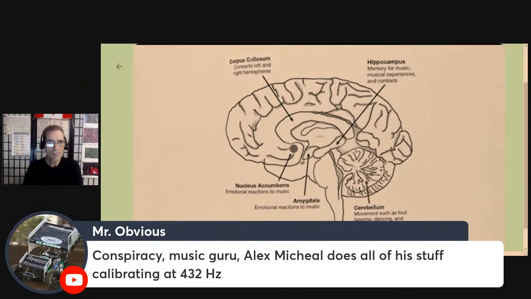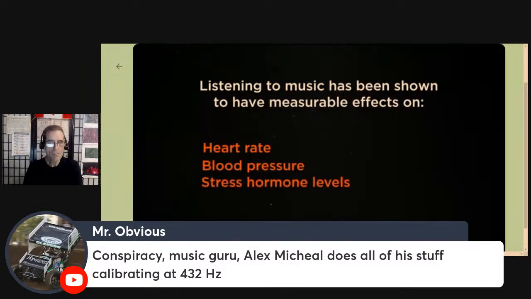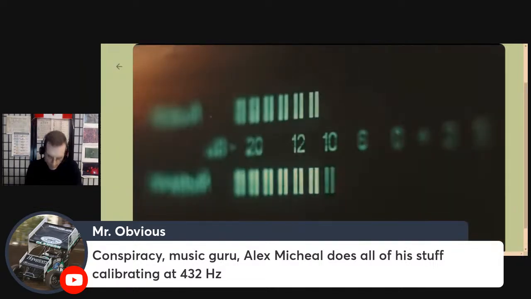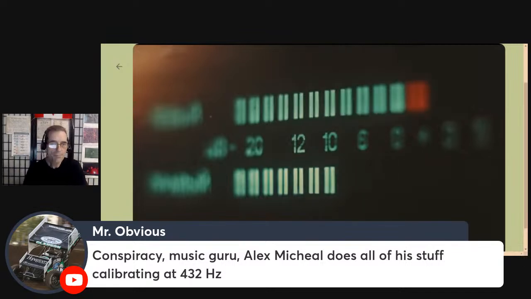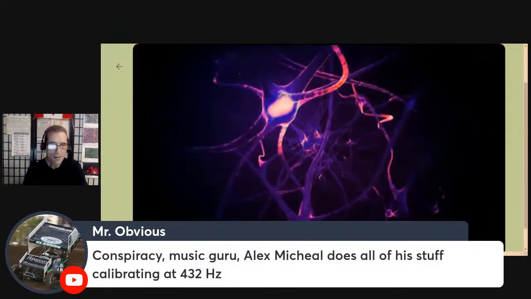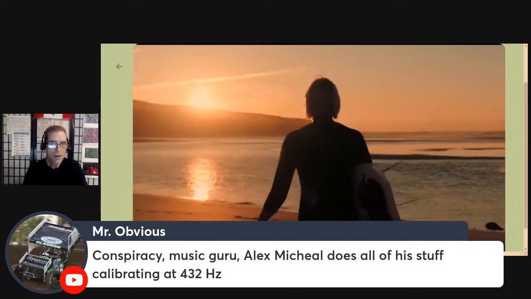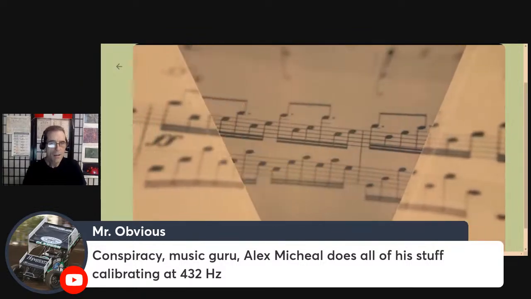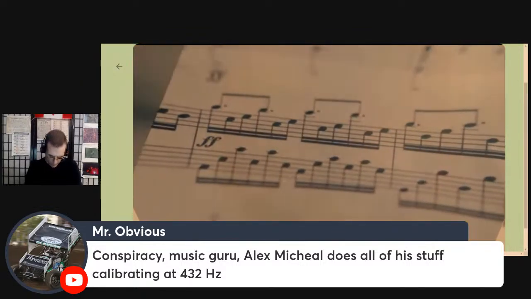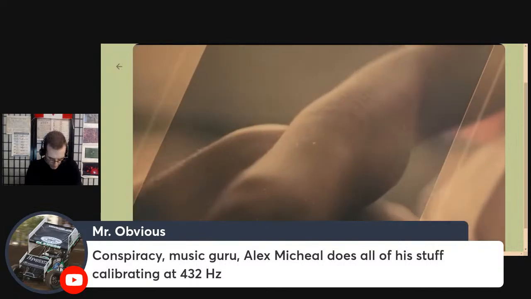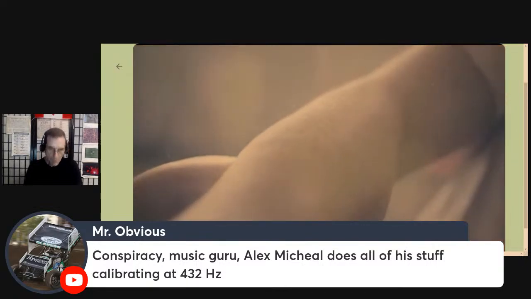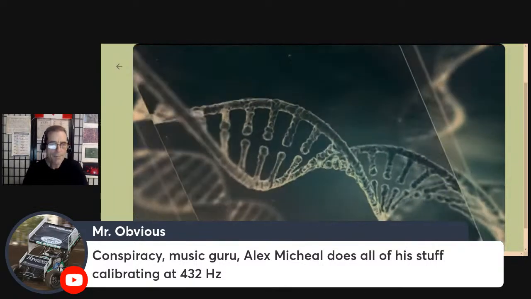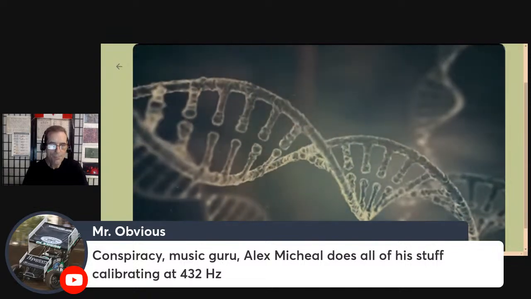It can be shown to have measurable effects on heart rate, blood pressure, stress hormone levels, and even immune system activity. These findings suggest that music possesses the remarkable ability to interact with our physiological processes, influencing our overall health and well-being. If music can have such a significant impact on these physiological aspects, it is reasonable to speculate that it may also possess the potential to influence our DNA at a molecular level.